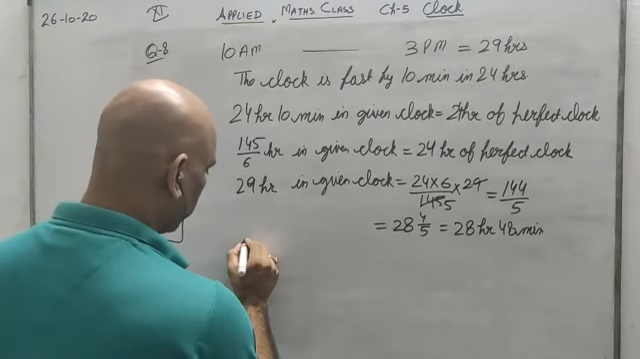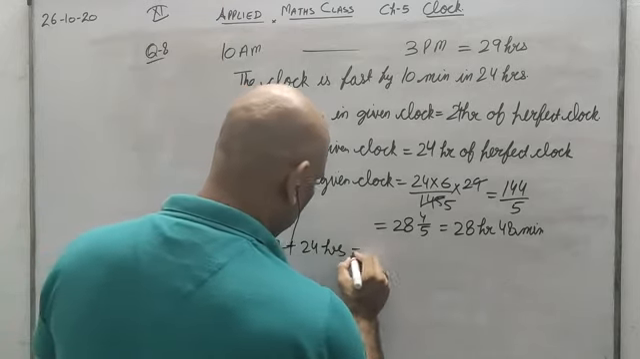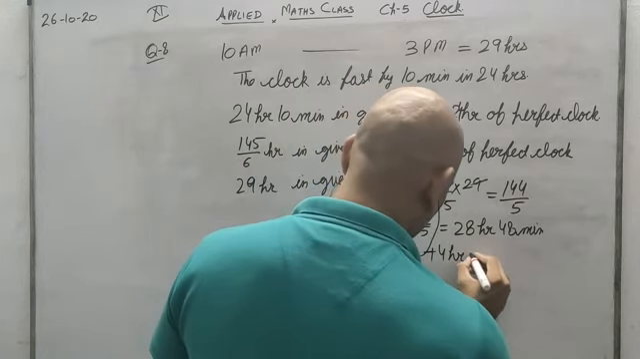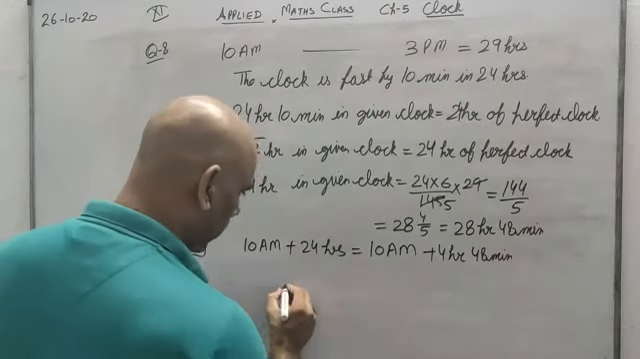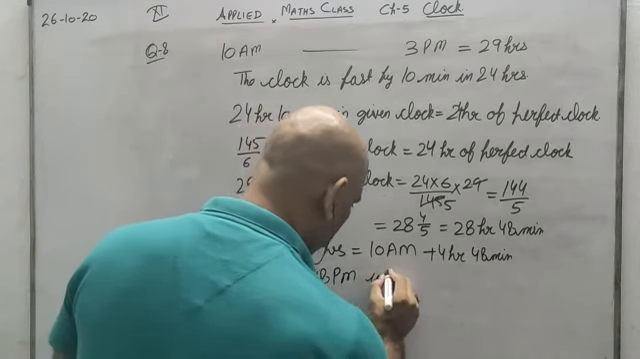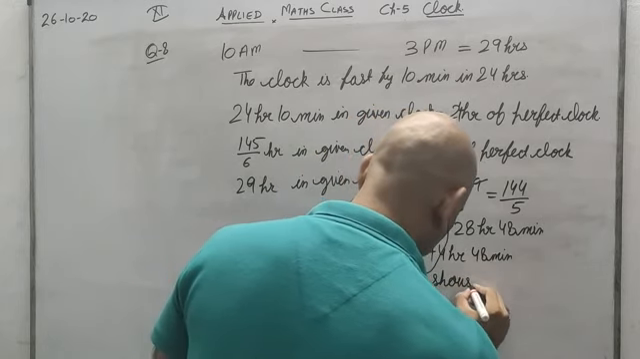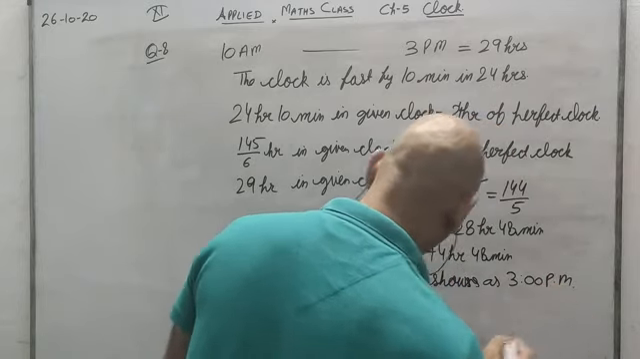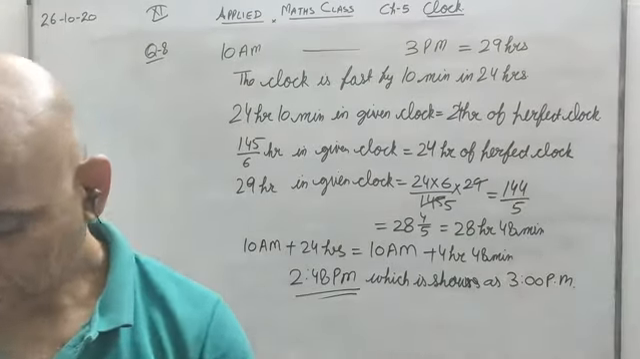So after 10 a.m. plus 24 hours, it is 10 a.m. Wednesday, and then what left? Plus 4 hour 48 minutes. So it will be 2:48 p.m. which it is showing is 3 p.m. So when it is showing 3 p.m., basically at that time it is 2:48 p.m. only. Okay, so finish off this much work.